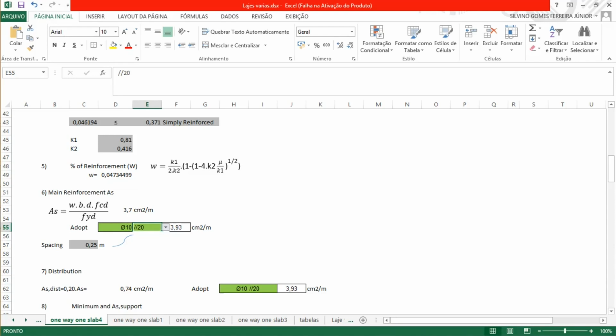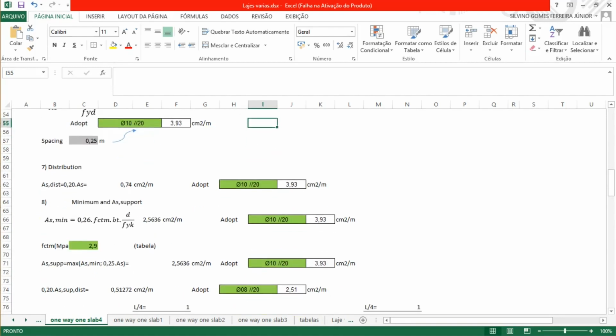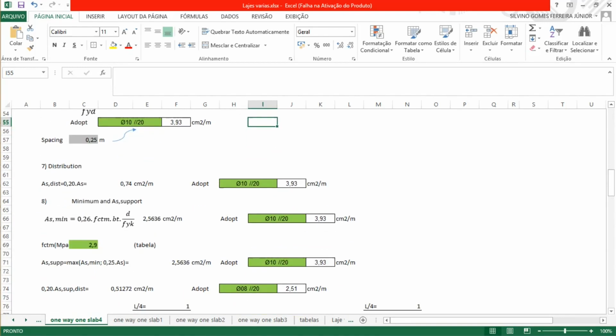So when I use the 25 here for spacing, it gives me 3.14. I couldn't use this, because I need 3.7, so I go to a spacing of 20, 3.93, and here is okay. But after having this, I have to verify the minimum steel by equation of the Eurocode, and that is this one.